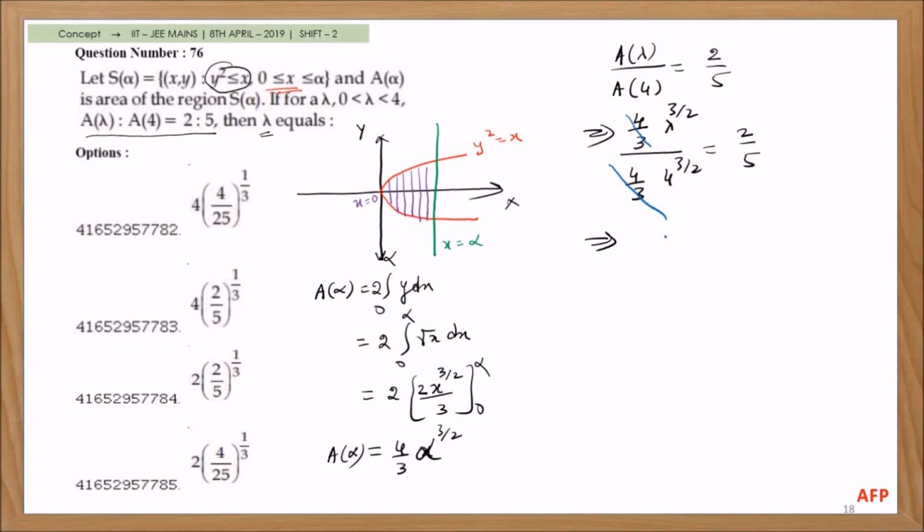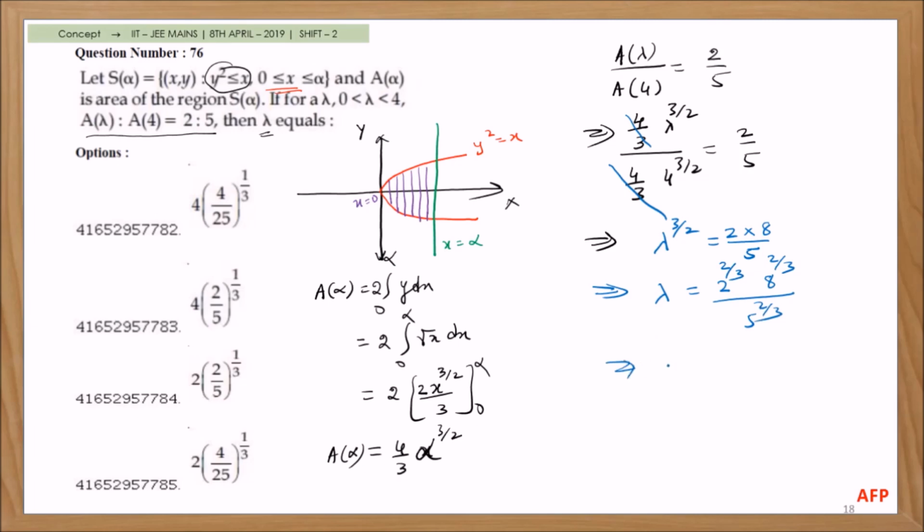Now lambda square is equal to, if you send it to the other side, what you are getting: 2 into, so this value is 8 root 5. Okay, now if you send it to the other side, what you are getting, lambda is equal to 2 raised to 2 by 3 and 8 raised to 2 by 3 and 5 raised to 2 by 3.